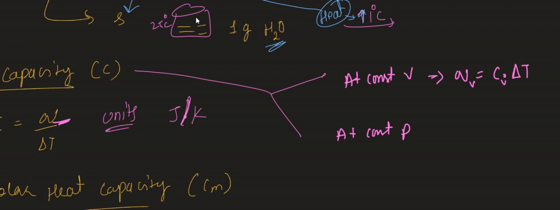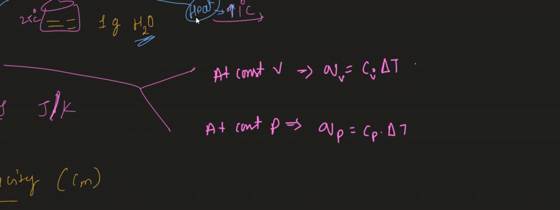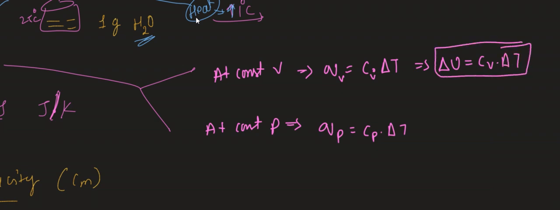QV is equal to CV into delta T. At constant pressure, QP is equal to CP into delta T. So from this what you can write? We can also write that QV is nothing but heat at constant volume. Heat at constant volume is nothing but internal energy. So internal energy is equal to CV into delta T. You can say this is the second formula of internal energy.